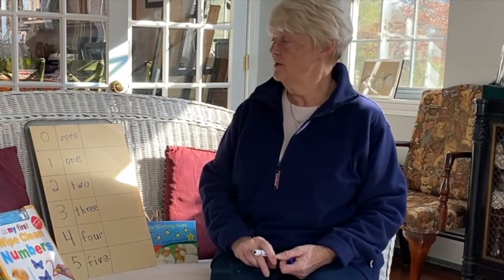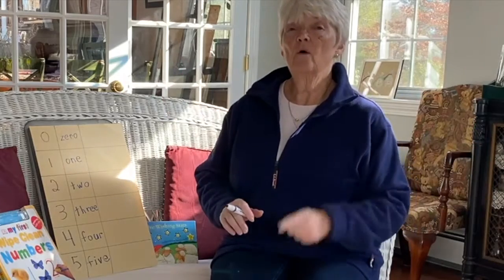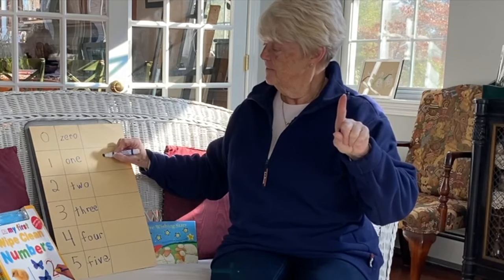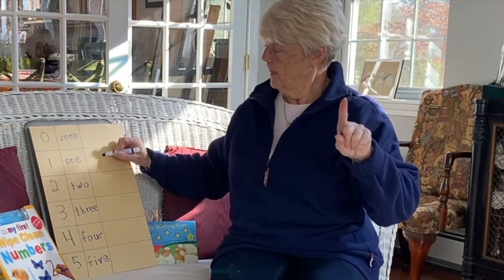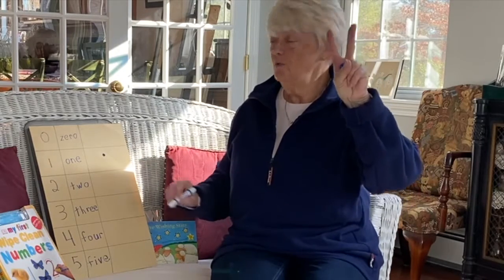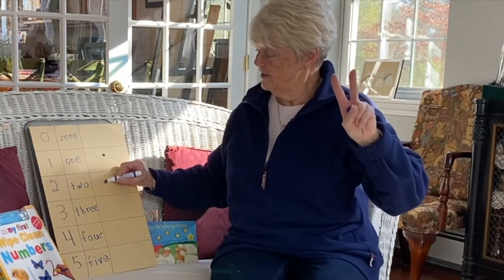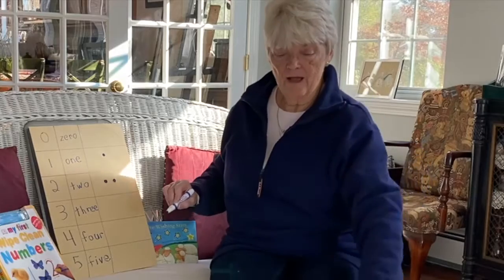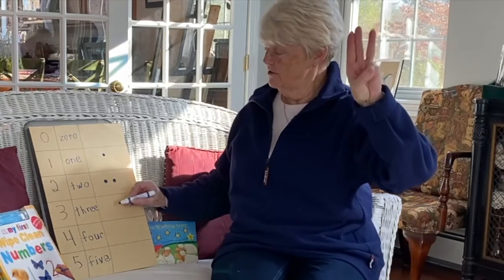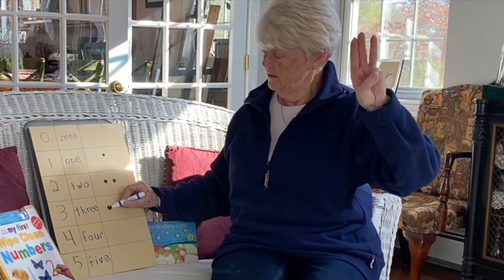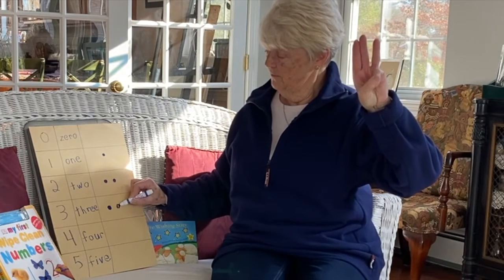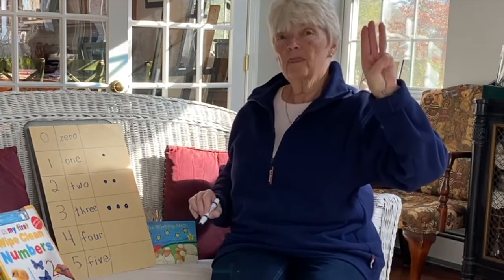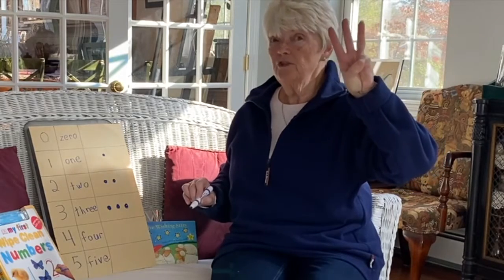Now, amounts. So 0 is nothing. 1 is just 1 dot. That's 1. 2 is 2 dots. Only 2. Now let's put up 3 fingers. 1, 2, 3. That's 3. That's more than 2.